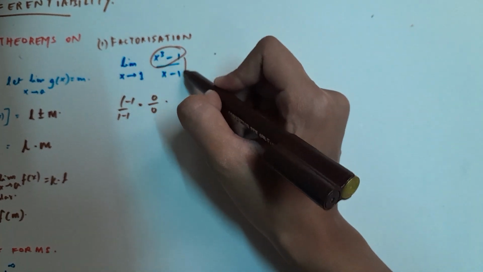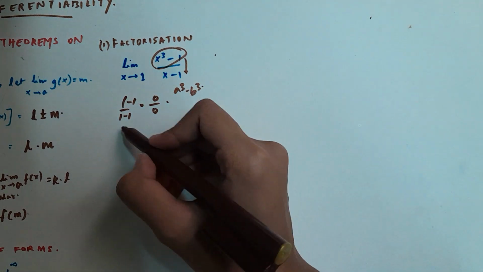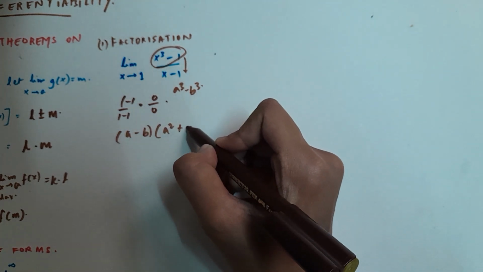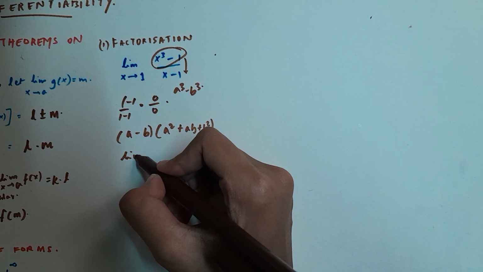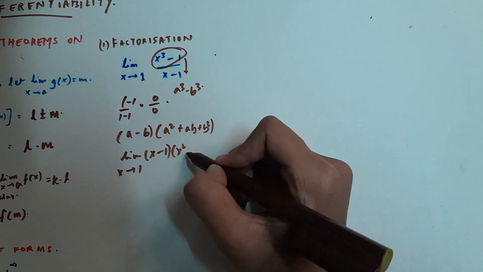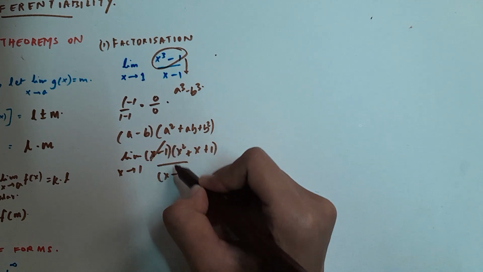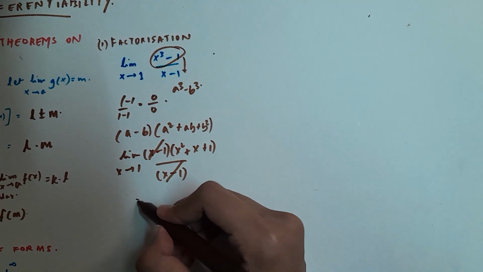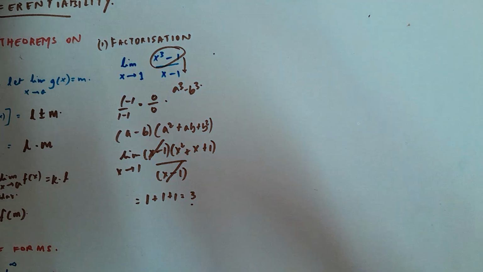Now the numerator is in the form of a cubed minus b cubed. If you can recall the formula, this can be written as a minus b times a square plus ab plus b square. Now the limit can be simplified. Now we can directly substitute the value of 1. So that gives us 1 plus 1 plus 1, and the limit is 3.